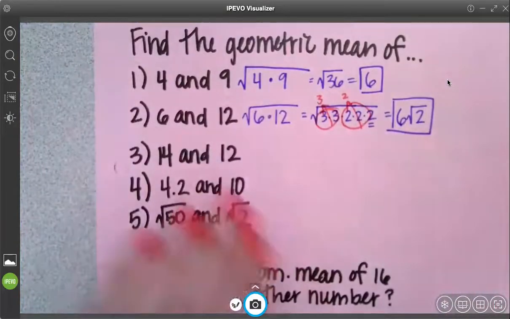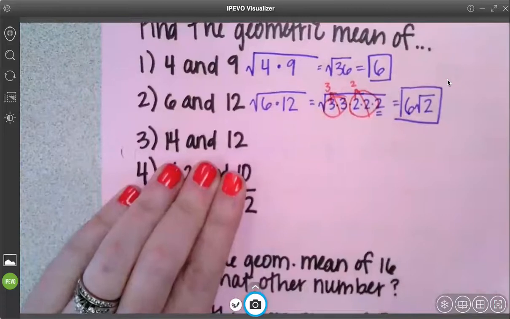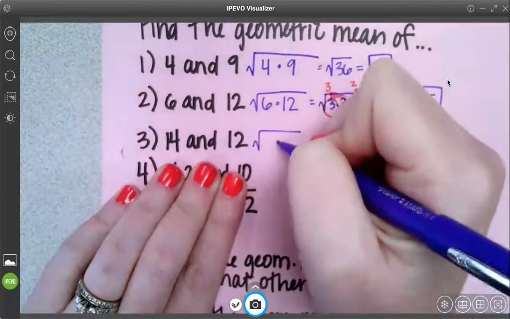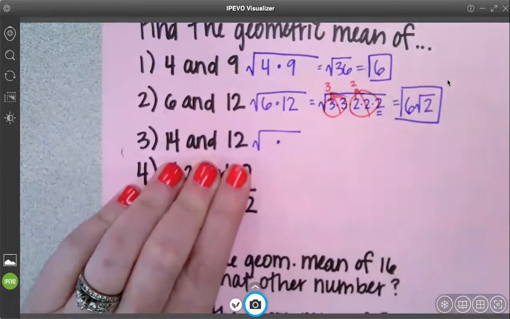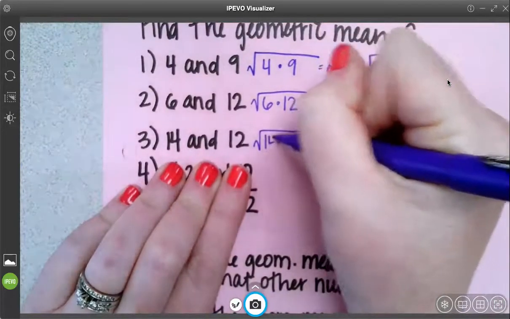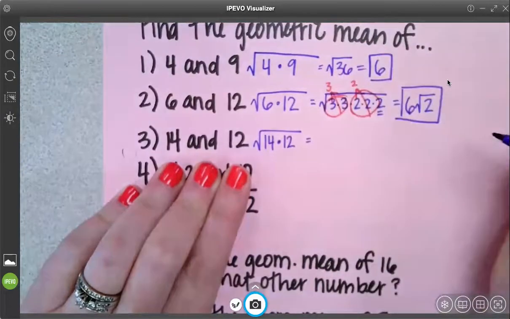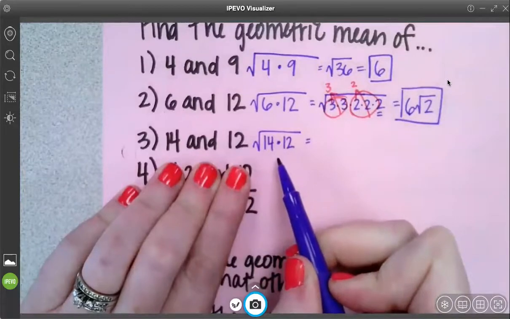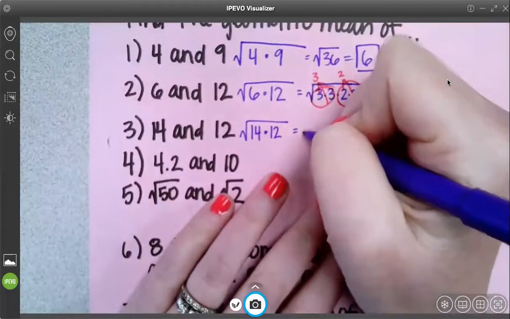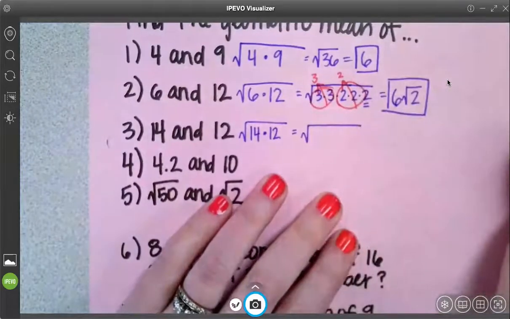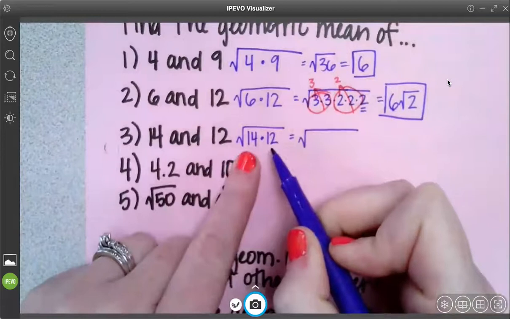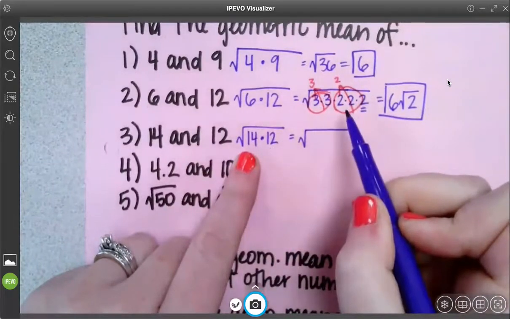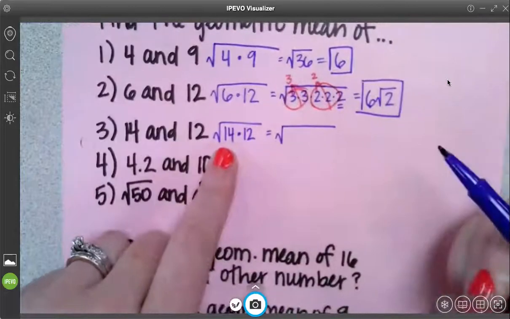Okay, I'm going to give you a minute to set up and to solve the geometric mean of 14 and 12. So the first thing you want to do is make sure you've put these under the radical correctly. You can factor it in your calculator from here. You don't have to multiply first. You don't have to put these together and get a really big number and then break down the big number. You can let your calculator do the heavy lifting on that.